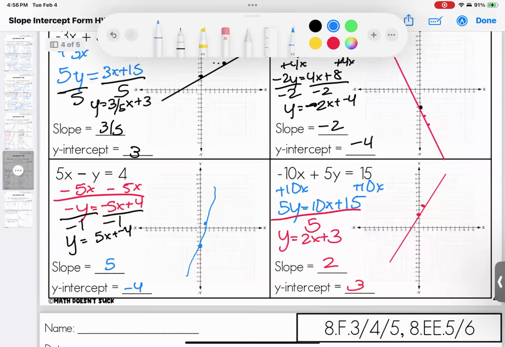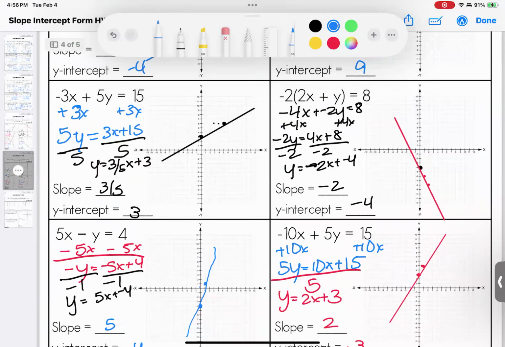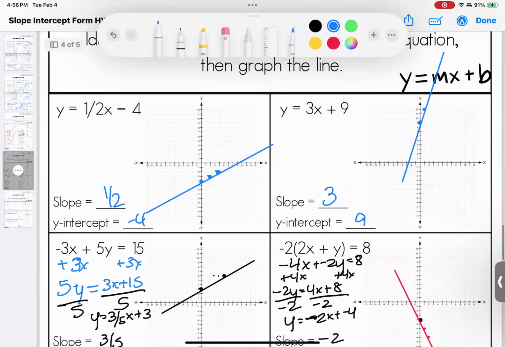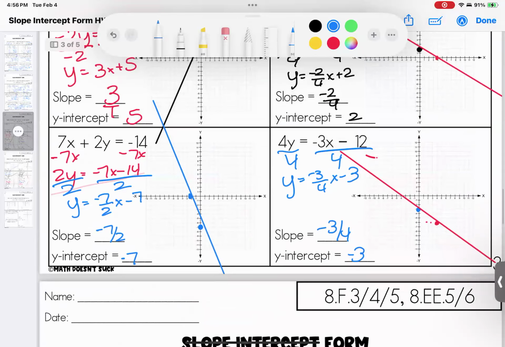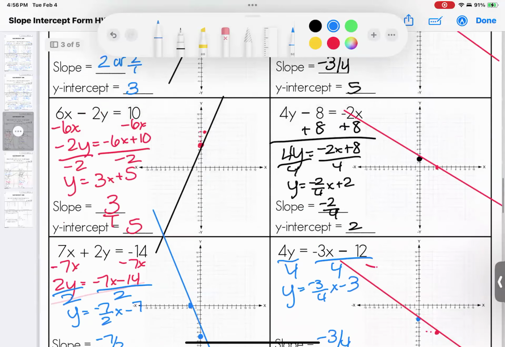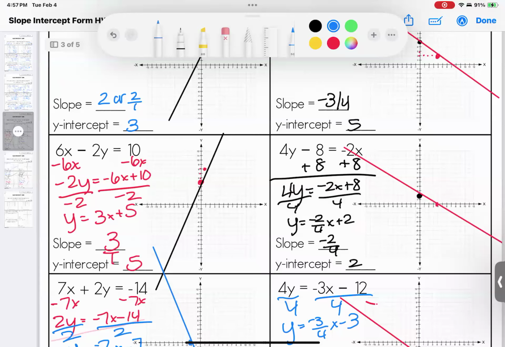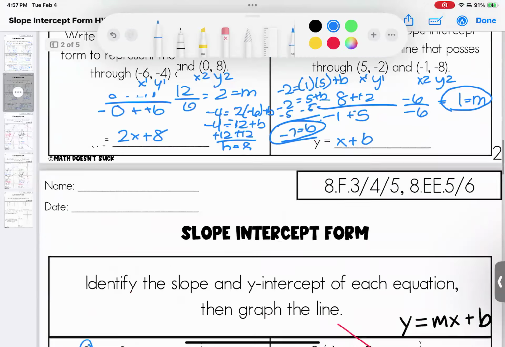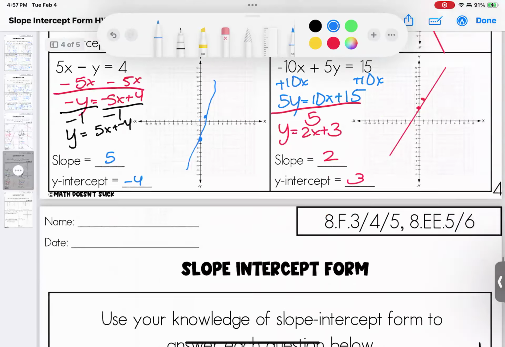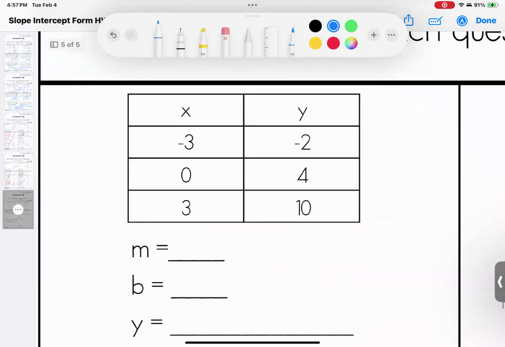All right, let me make sure that I got all my other ones. Y-intercept of 3. Y-intercept of negative 4. Y-intercept of negative 4. Y-intercept of 9. We didn't do that anywhere else, right? Negative 7. Negative 3. 2. 5. 3. And 5. What a rookie mistake. Oh my goodness. All right, last page.